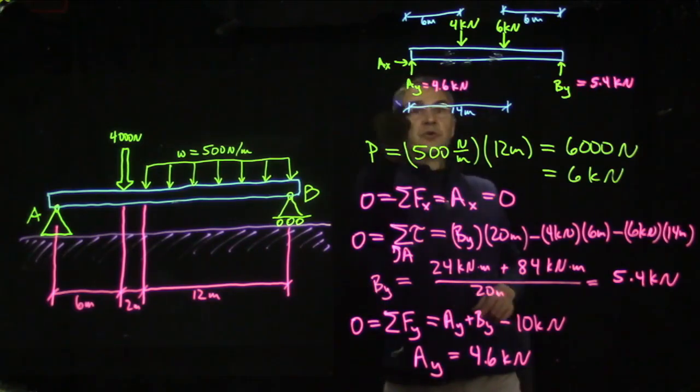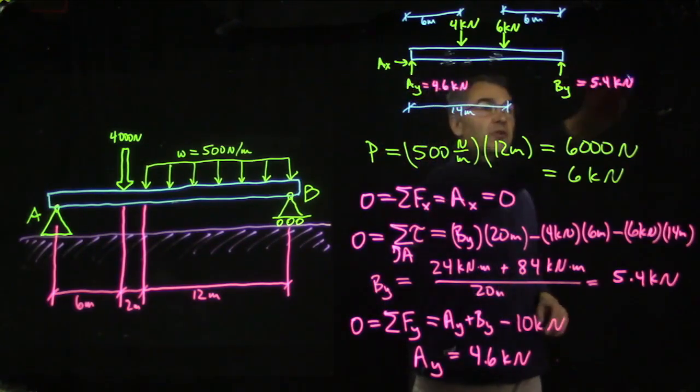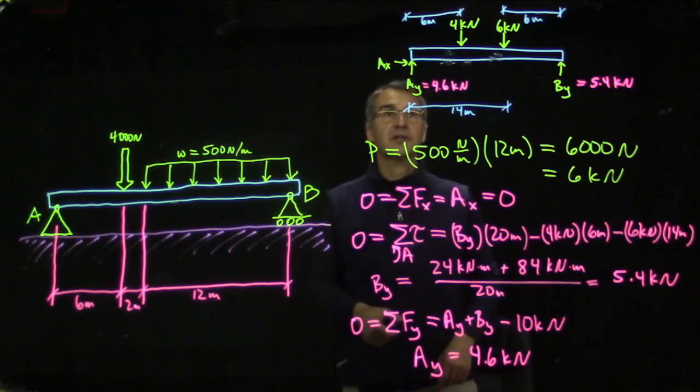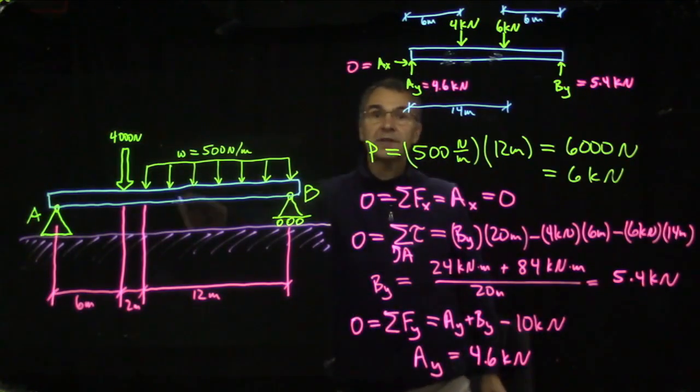Okay, so we have a left support force vertically of 4.6 kilonewtons, a right support force vertically of 5.4 kilonewtons, and this horizontal support force is 0 since there's nothing else for it to oppose horizontally. We already did one example like that in class.